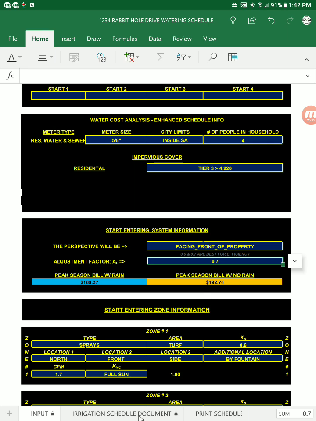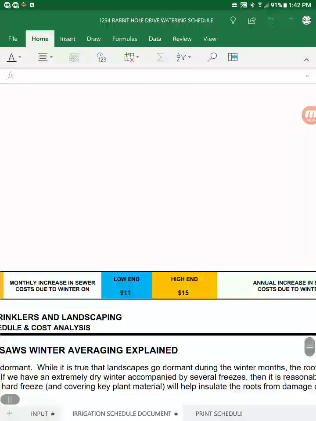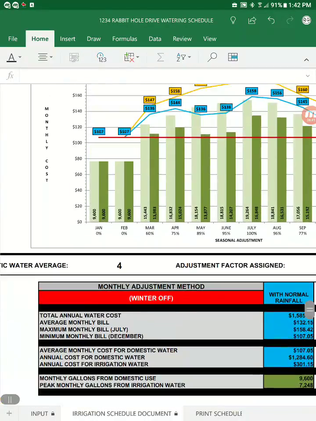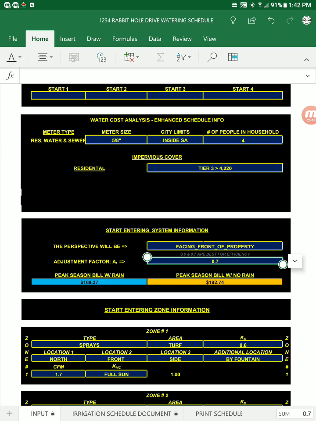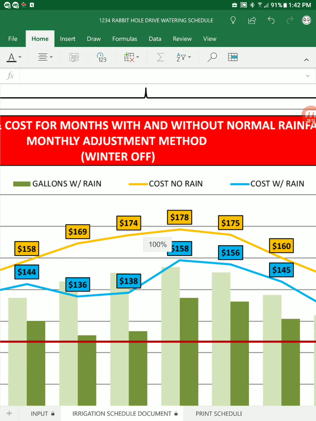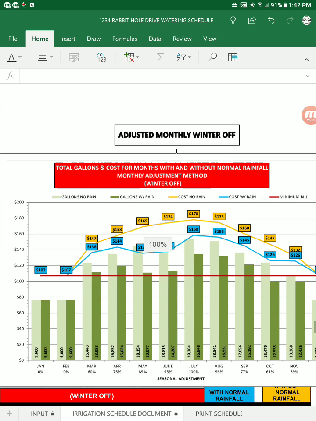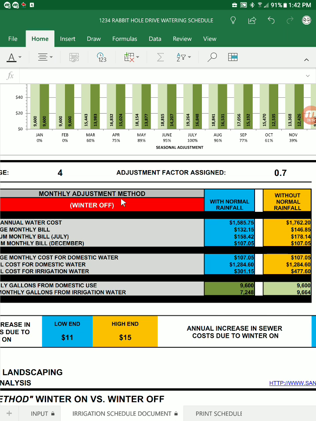And if you really want to show your customer even more, you can go over here into your irrigation schedule document, and then go over here to your cost, and you can say, well, sir, this is your range right here, and this is what happens. You can go back and forth between your adjustment factor and showing this guy his charts, getting into the nitty gritty. Your annual water cost, if you don't get any rain, this is going to be your annual water cost right here. Of course, this is all calculated based on winter off.